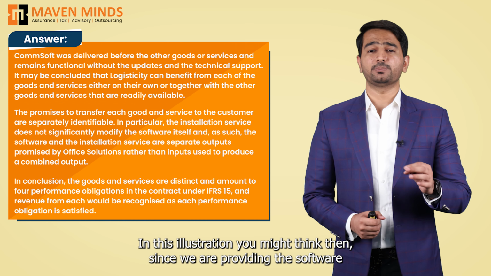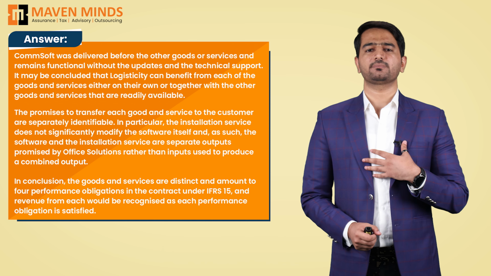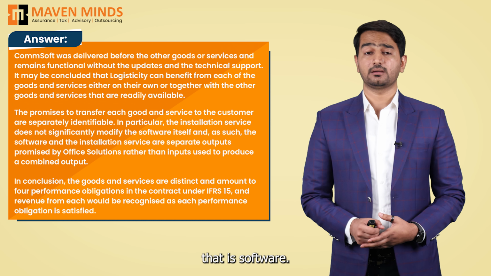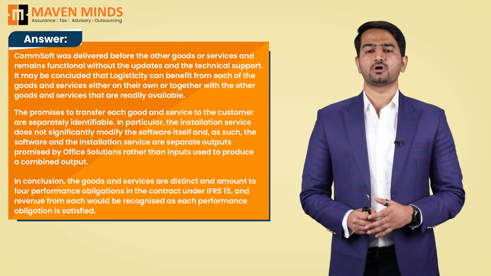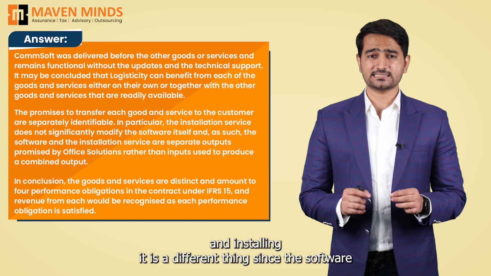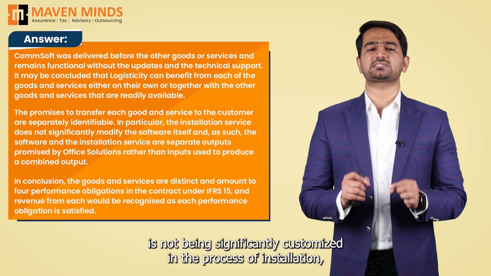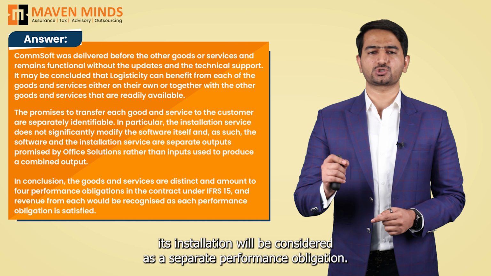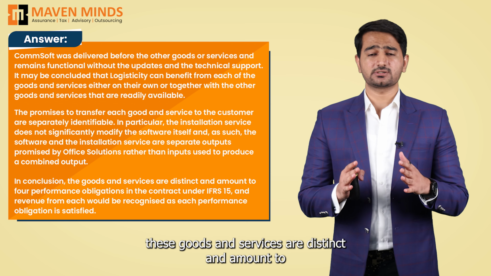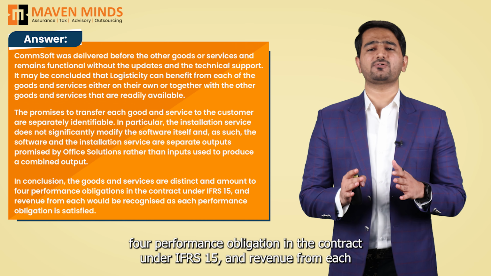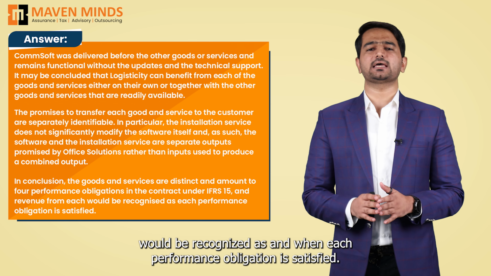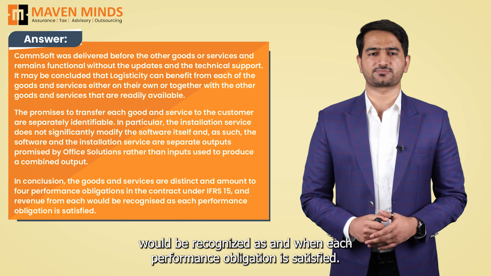In this illustration, you might think that since we are providing the software and installing the software, ultimately we are providing a combined output, that is software. But that's not the case here. Providing the software is one thing and installing it is a different thing. Since the software is not being significantly customized in the process of installation, its installation will be considered as a separate performance obligation. In conclusion, these goods and services are distinct and amount to 4 performance obligations in the contract under IFRS 15, and revenue from each would be recognized as and when each performance obligation is satisfied.